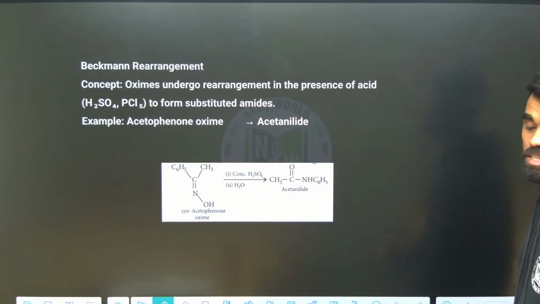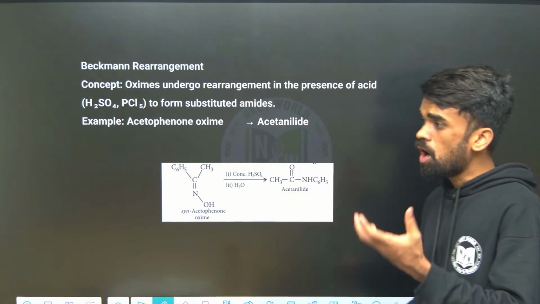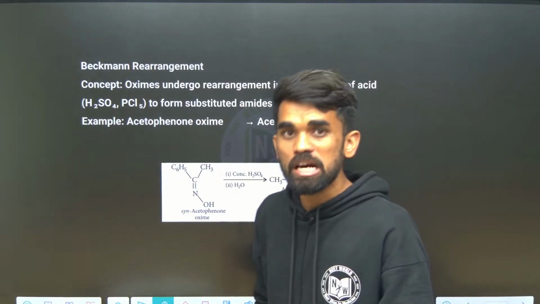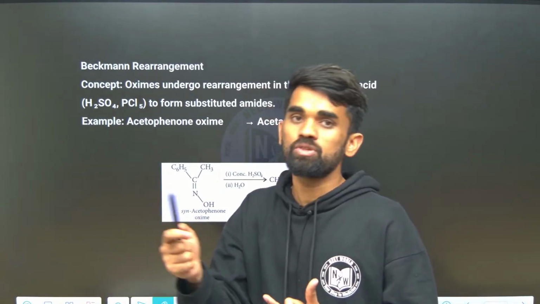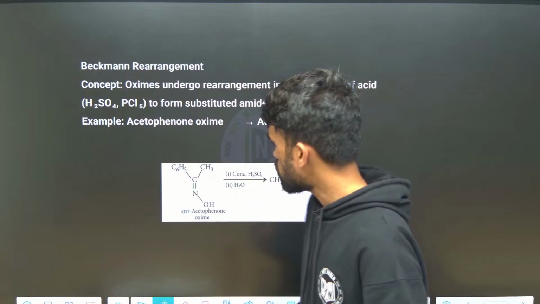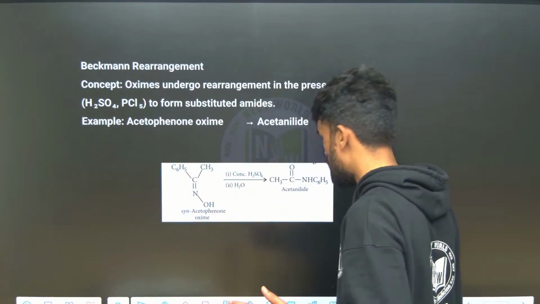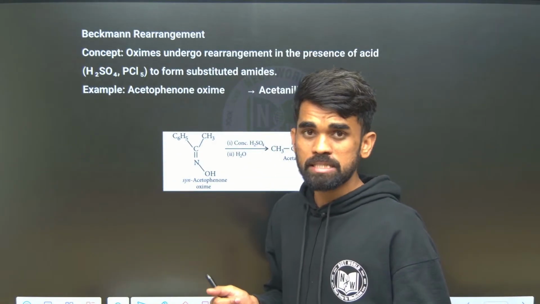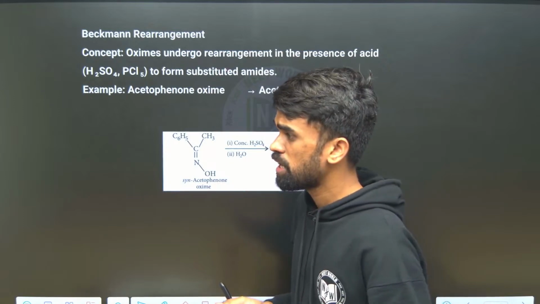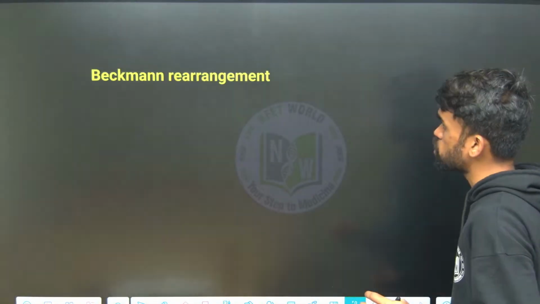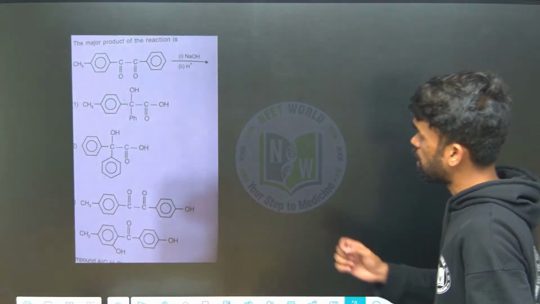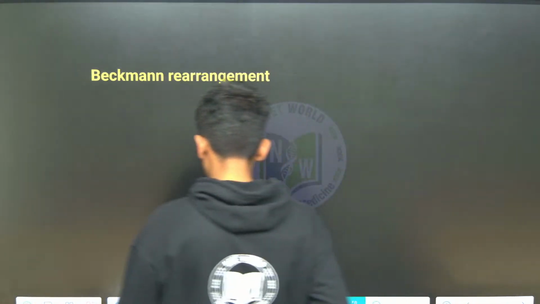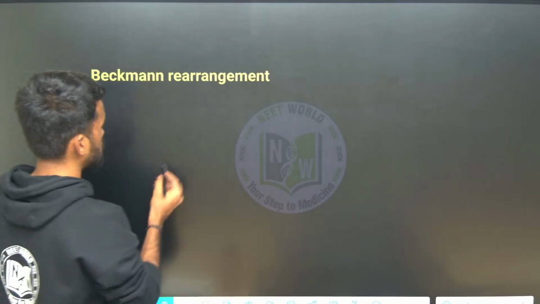The Beckmann rearrangement we also discussed. What I told you is that oximes, like ketoximes, will be converted into the respective N-alkyl amides. I have discussed the reaction and also given some examples in the last session, you can watch it. Now we will be solving a question related to this Beckmann rearrangement. Here I am giving you one question, just tell me the answer.